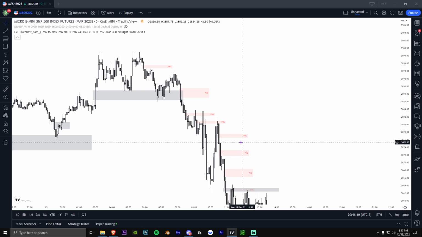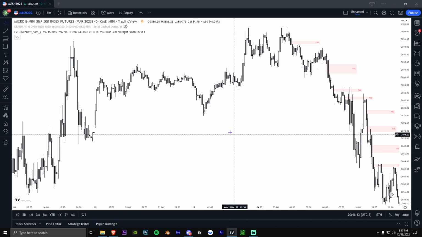You could try this indicator. This is the first one that pops up.